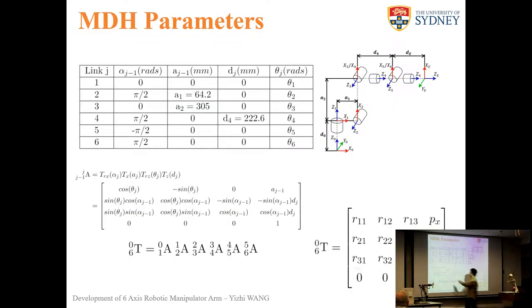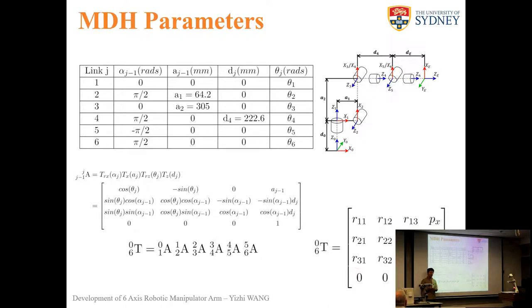The 4 parameters contain 2 distances and 2 angles. The theta here represents the changing joint angles, and the other parameters are all constant due to the physical limit. Following the matrix equation here, we can calculate the individual transformation matrix, which represents the pose of joint j with reference to joint j minus 1.